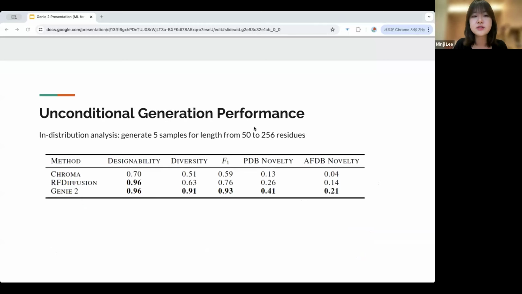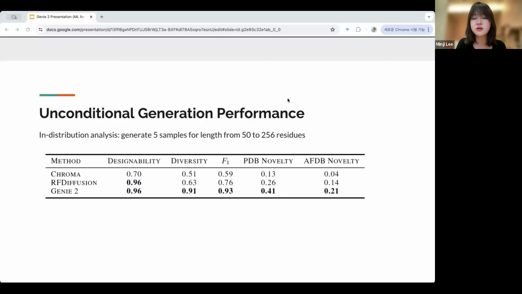Next, this table shows the results of the in-distribution analysis of unconditional generation performance. We generated 5 samples each for lengths from 50 to 256 residues. We compare Genie with Chroma and RFdiffusion. FrameFlow is excluded in this table because it is only trained up to 128 residues, but it is compared in a later slide on the length-based analysis. You can see that designability is as high as RFdiffusion, while Genie achieves much higher diversity and novelty compared to all the other methods.